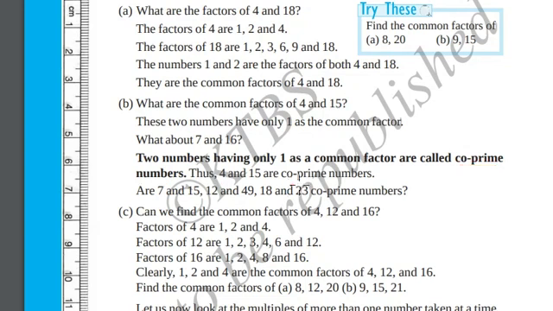Don't confuse with the word prime here. Although 4 and 15 are not prime numbers, we call them co-prime numbers because there is no other common factor other than 1.